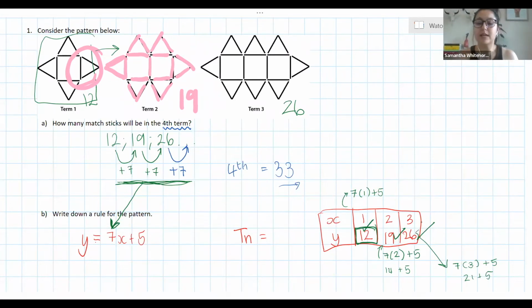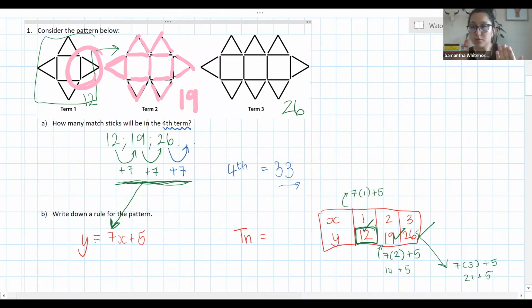Now, again, guys, if this is unfamiliar to you, I really encourage you to go and watch the number patterns videos. We are going to chat more and more about these rules, but essentially knowing what we're adding or subtracting each time is going to help us get to our general rule for the pattern.